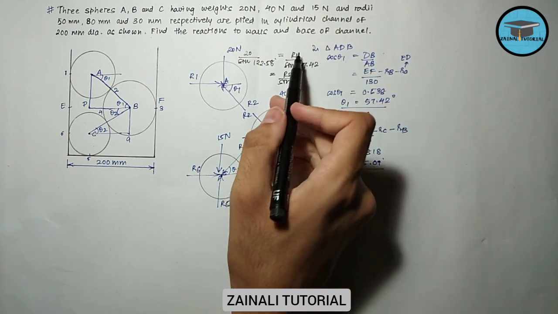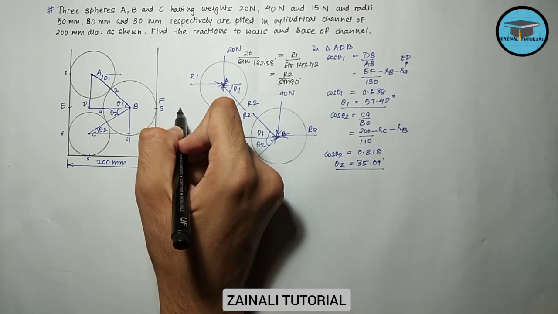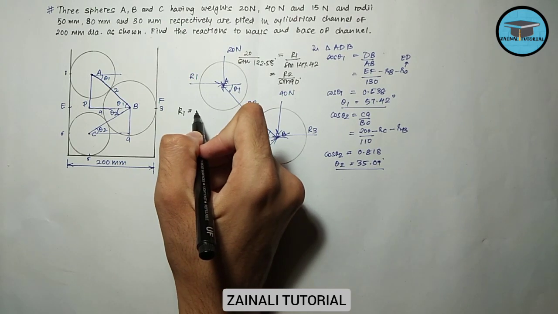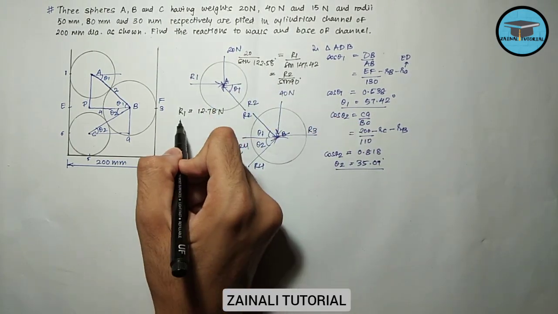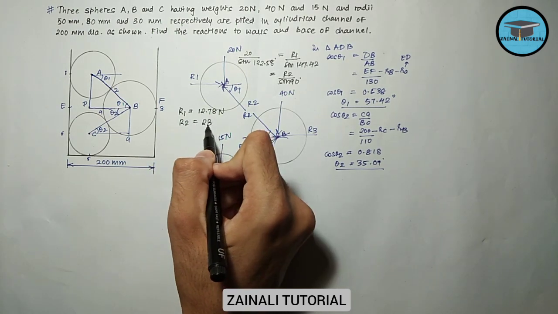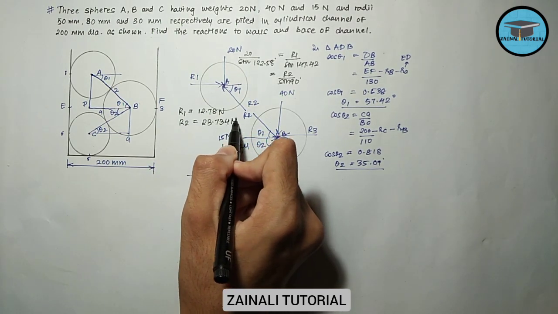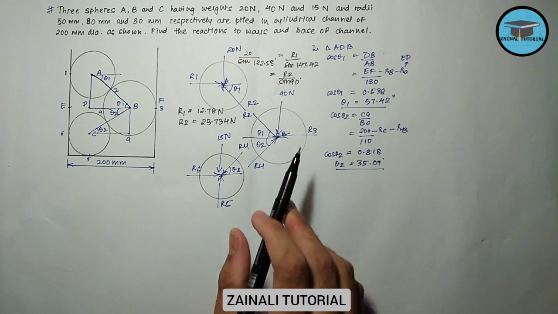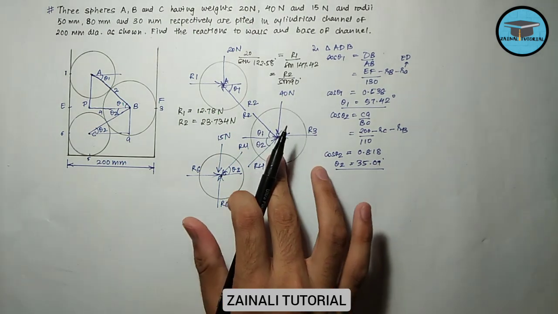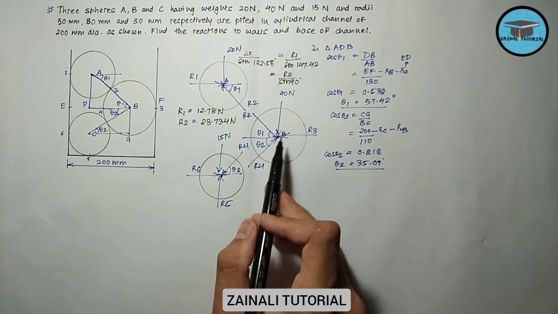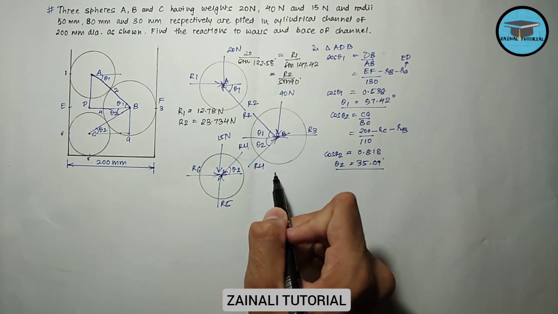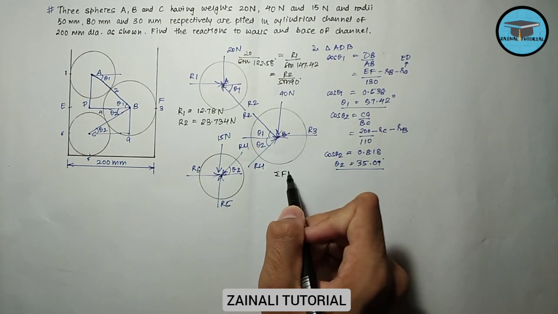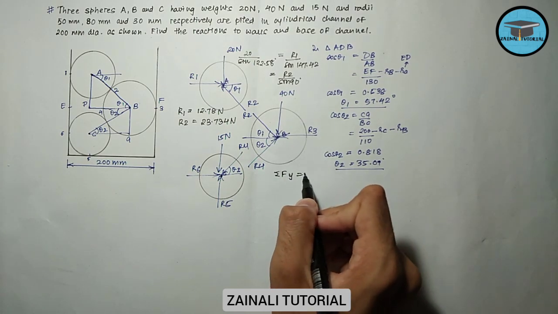Solving these, we would get the value of R1 as 12.78 Newton. Similarly, solving these, we would get the value of R2 as 23.734 Newton. Similarly, now applying the condition of equilibrium for the sphere B. Now there are more than three forces, so we cannot apply Lami's principle. So we are simply applying the condition of equilibrium as sigma Fy equals to 0.